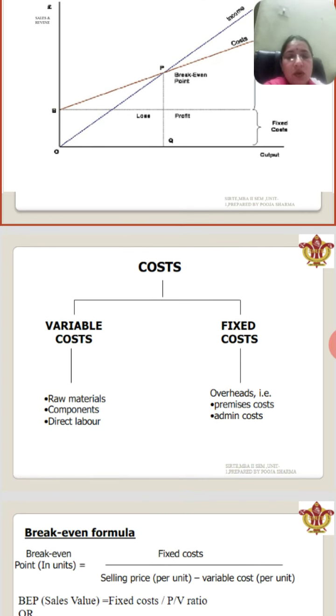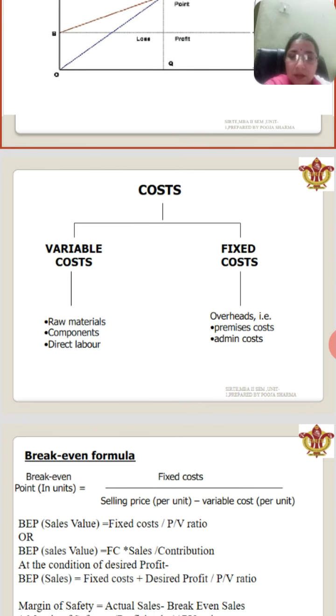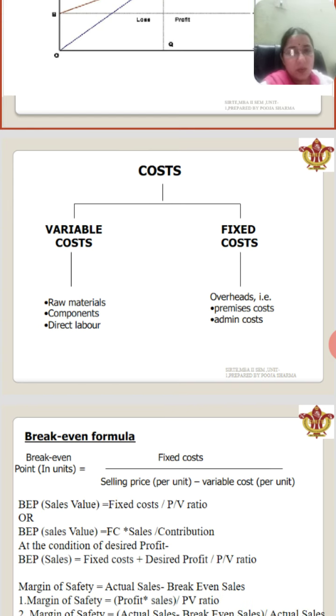There are two types of cost you should know before calculating the break-even point, either by the graphical method or by the algebraic method. Variable cost means the cost which fluctuates, which changes with the production, with the output. When you are increasing a single unit in your production, your sales amount will change, your cost will change, your profit will change. That is the effect of variable cost.